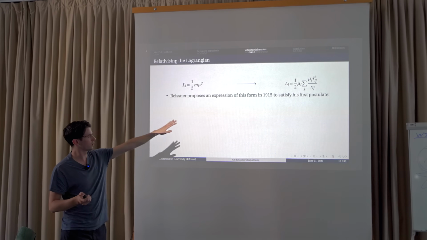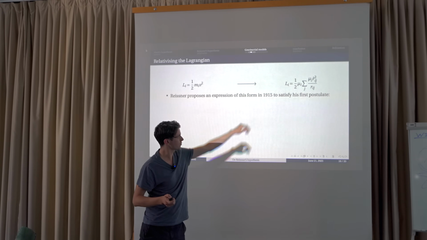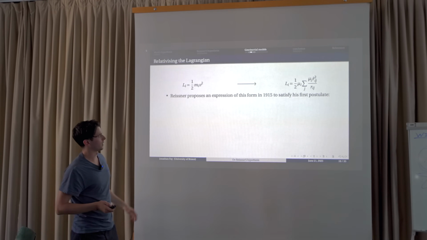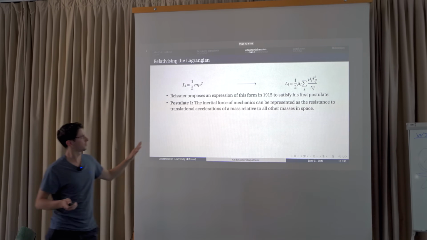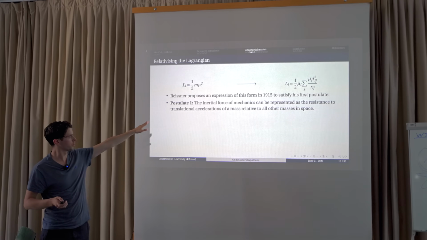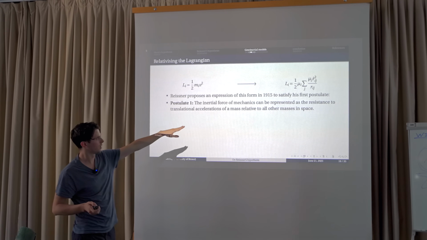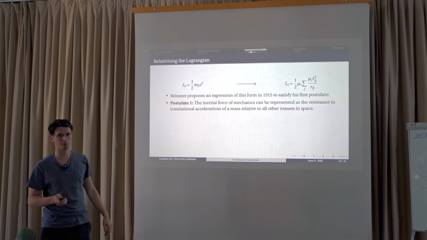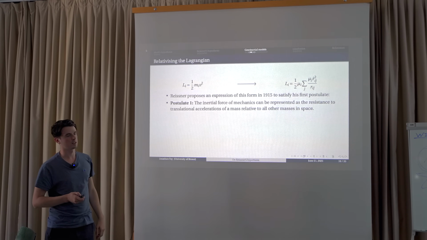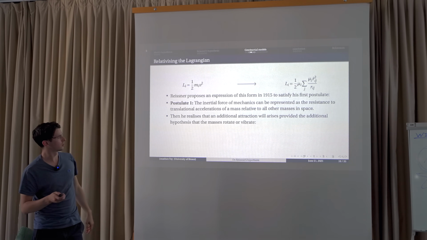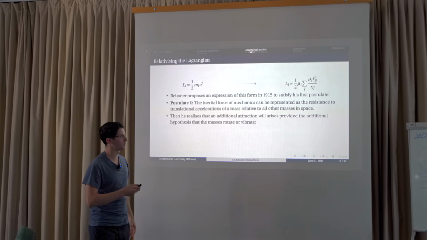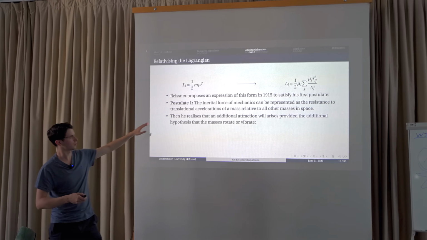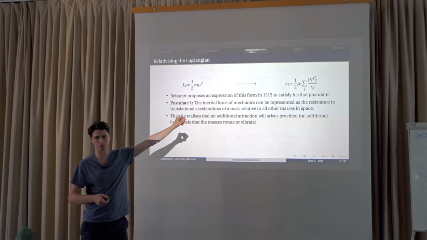So Reisner proposed an expression that looks like this. He sees that it satisfies his first postulate. Postulate 1: the inertial forces of mechanics can be represented as a resistance to translational acceleration of a mass relative to all of the other masses in space. Okay? Then he realizes that an additional attraction will arise, provided that there is an additional hypothesis that your mass points are vibrating somehow, right?